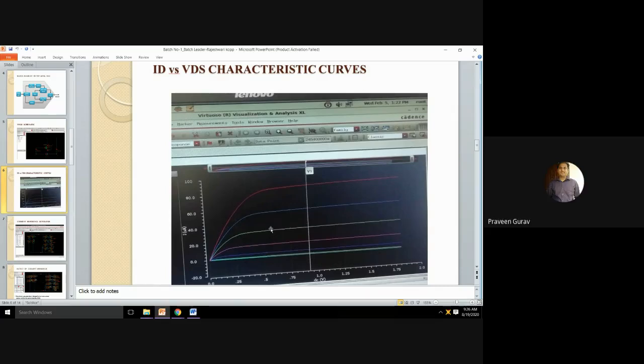How do you say that it is the enhancement type? Why not the depletion type? I am not getting an answer from anybody. It means that you people don't know the difference between enhancement NMOS and depletion type NMOS. Correct?